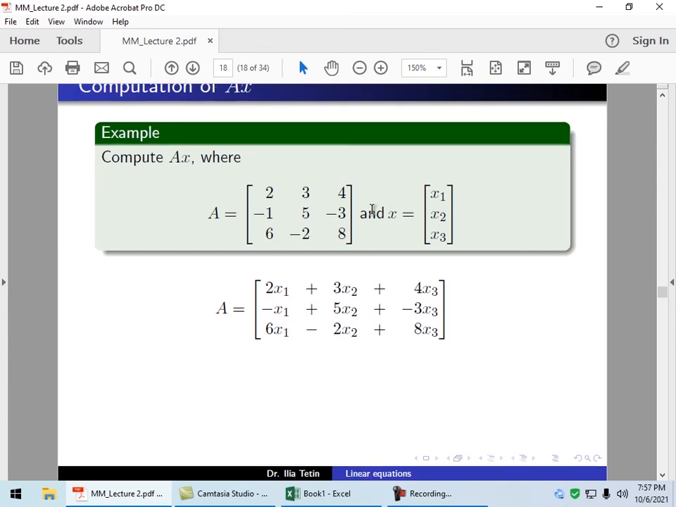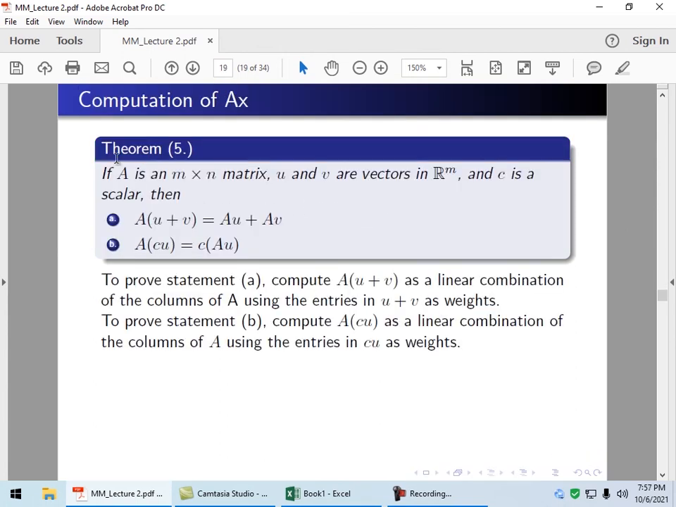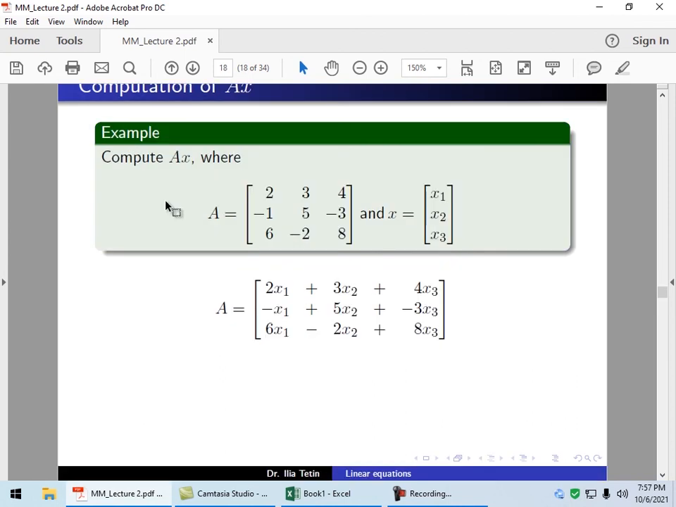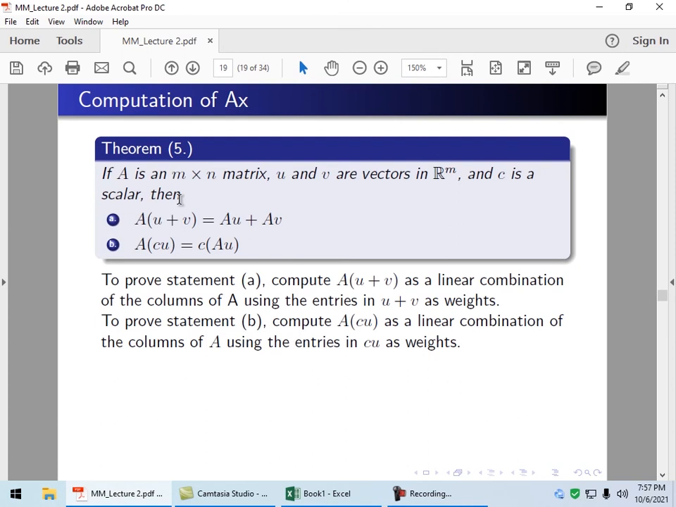So what we have, computation theorem, I think there should be something more, but okay. Let's look at the properties of the matrix to vector product AX. So here we produced, right? Yeah, we need a couple of extra examples before we go to theorem 5.